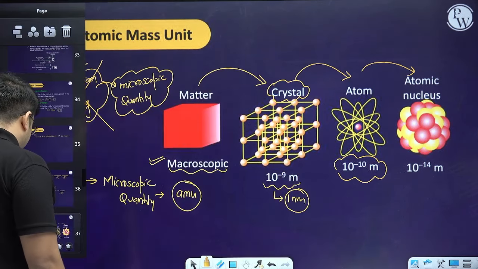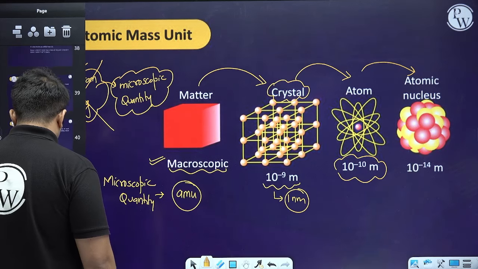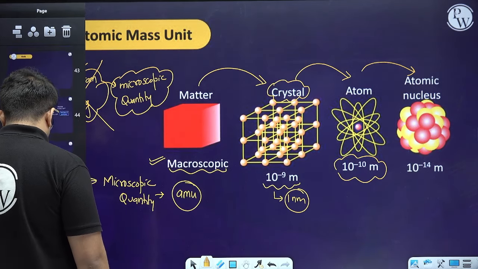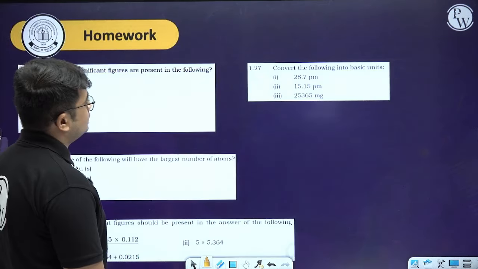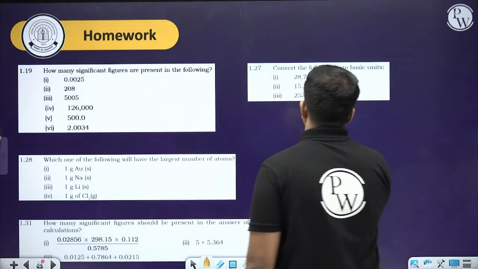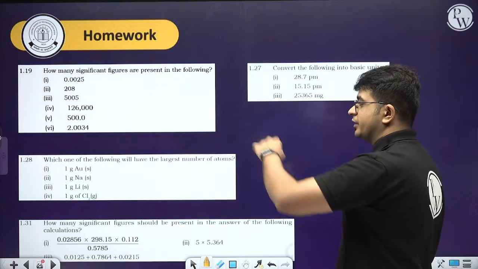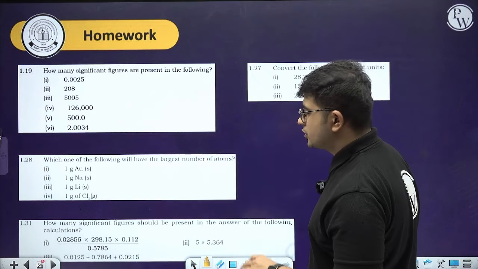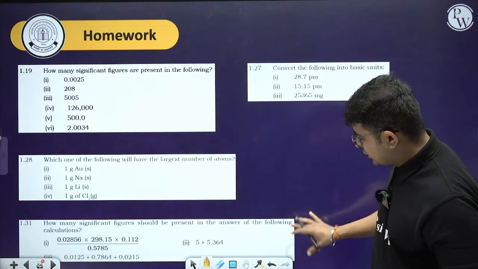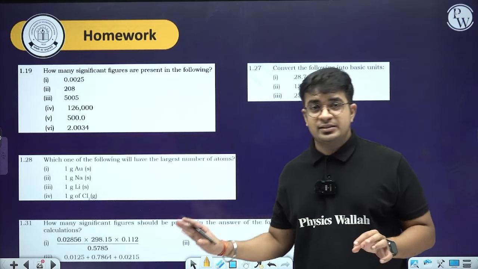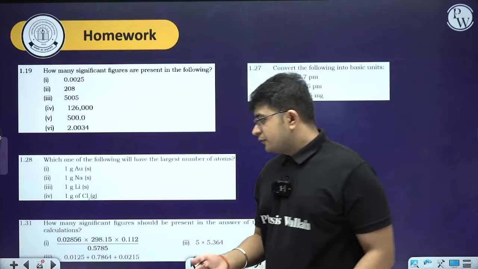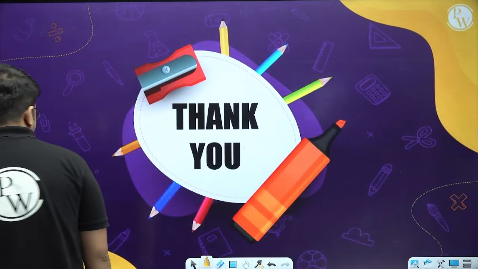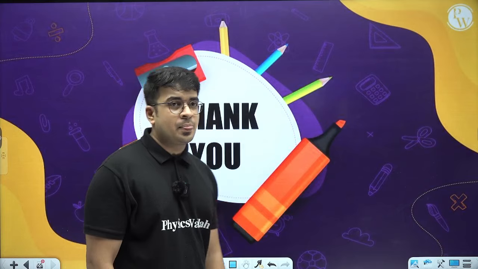I have certain questions for your homework, so you can solve those questions by yourself. Okay, this is your homework. You can see certain questions are on the conversion of basic units, significant figures, largest numbers, all these things, the calculation related to significant figures. These are from your NCERT. So you can solve those questions by yourself, and in the next lecture we are going to discuss the next as well as the most interesting portion.